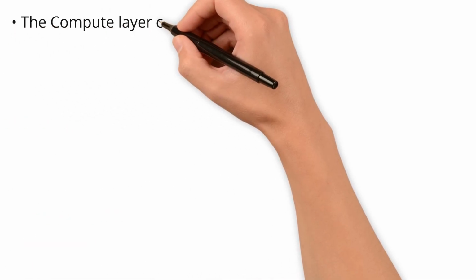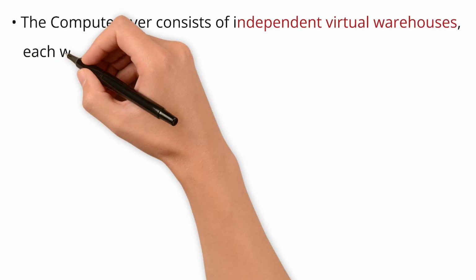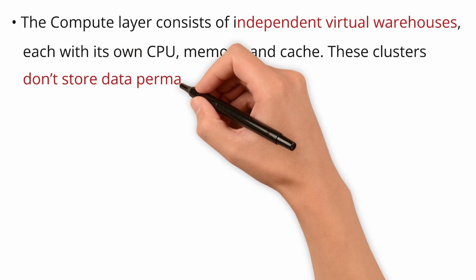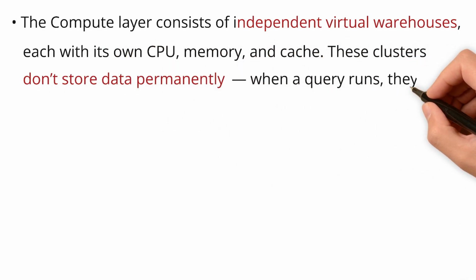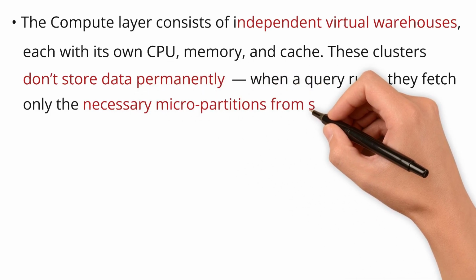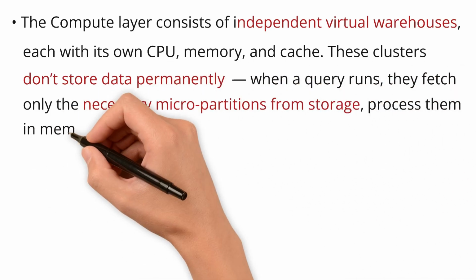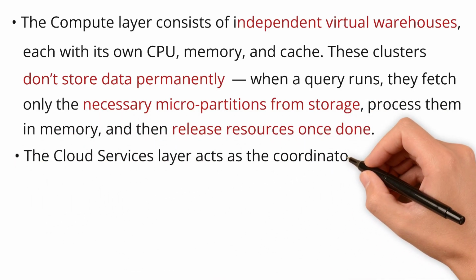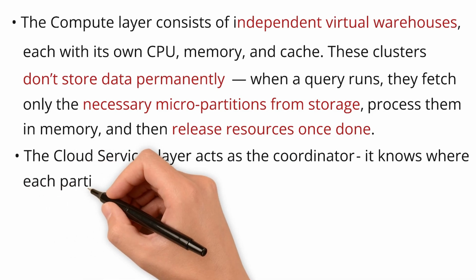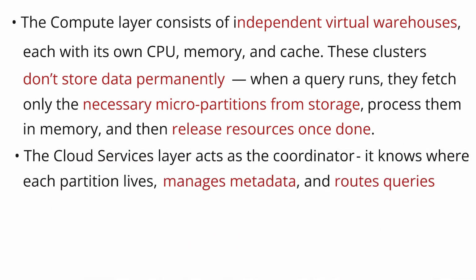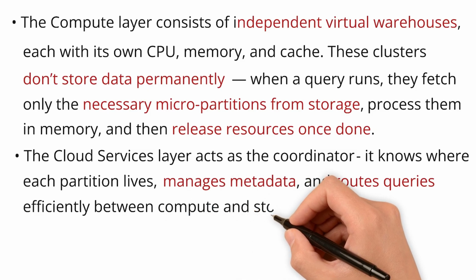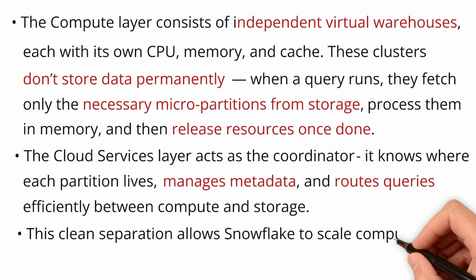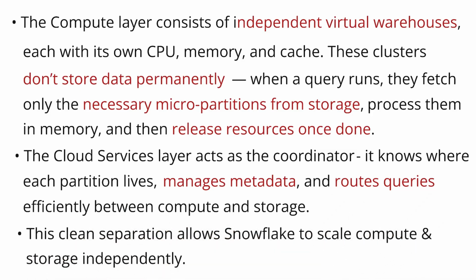The compute layer consists of independent virtual warehouses, each with its own CPU, memory, and cache. These clusters don't store data permanently. When a query runs, they fetch only the necessary micropartitions from storage, process them in memory, and then release resources once done. The cloud services layer acts as a coordinator. It knows where each partition lives, manages metadata, and routes queries efficiently between compute and storage. This clean separation allows Snowflake to scale compute and storage independently.